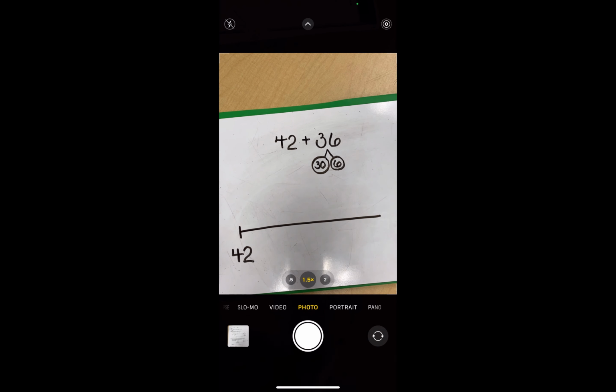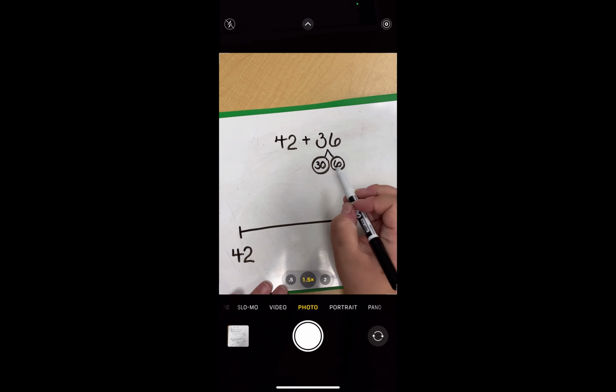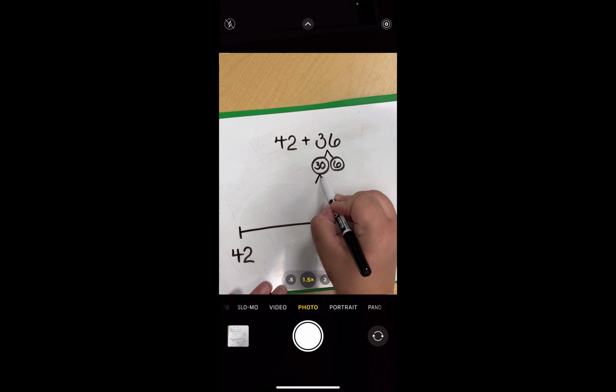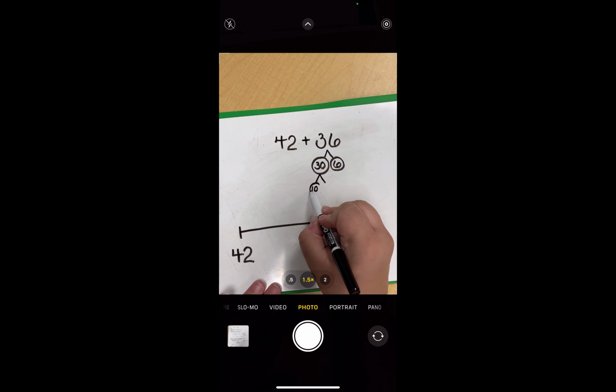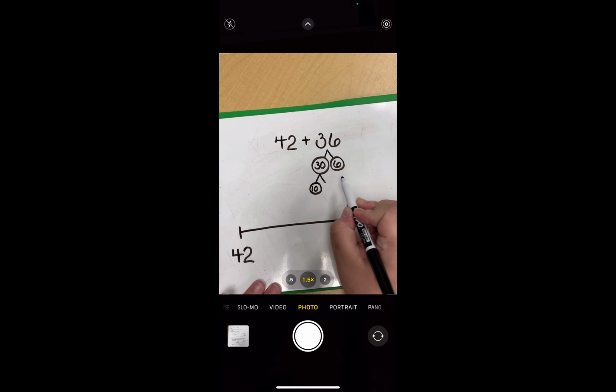Now, I could even break this down further if these numbers were too big for me. So maybe I want to break this down. What two numbers add together to give me 30? I could do 10 and 20, right? So in this case, let's start with this 10 here. So I'm going to have to add to 42, 10 plus 20 plus 6. So 42 plus 10 is 52.